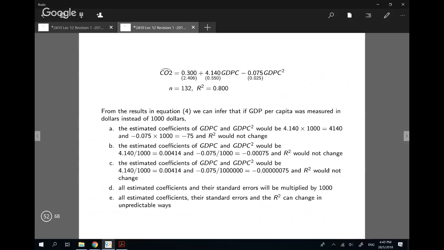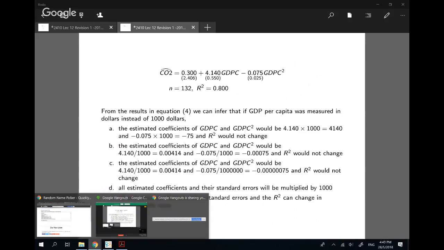Okay. Next. If GDP per capita was measured in dollars instead of thousands of dollars, this is a scaling question.